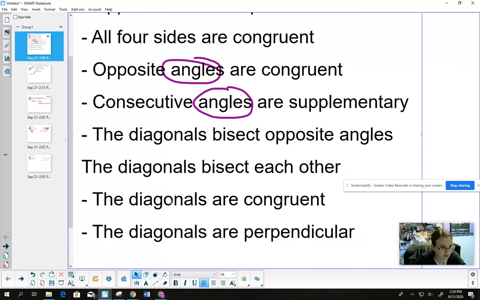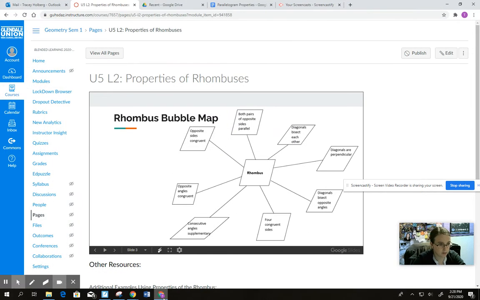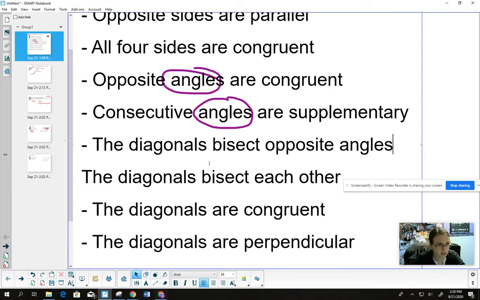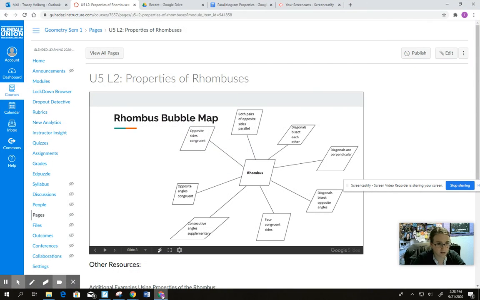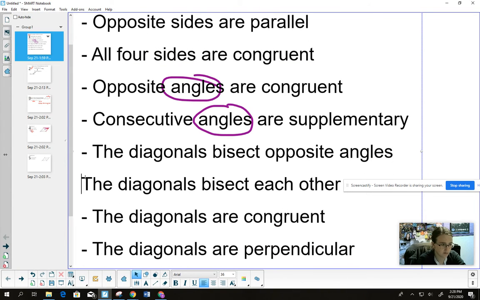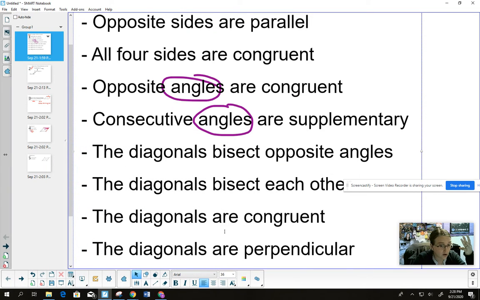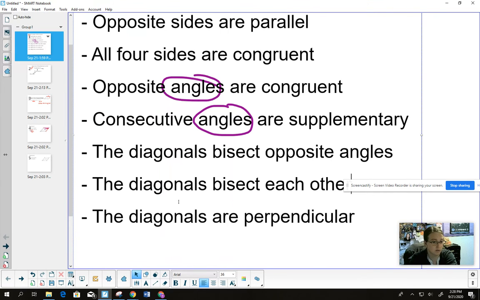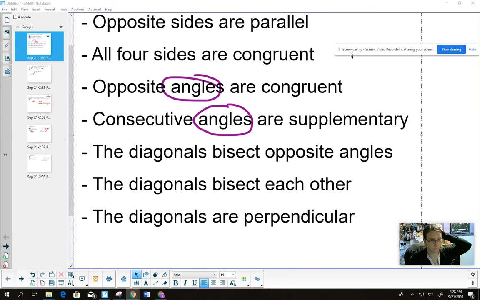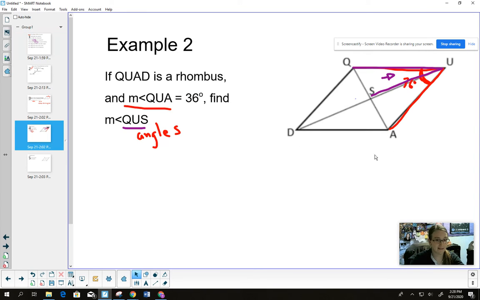Four congruent sides. Consecutive angles are supplementary. Opposite angles are congruent. All four sides are congruent. Oh, I think that's what that was supposed to be. No, both pairs of opposite sides parallel. Opposite sides are parallel. Diagonals bisect each other. Diagonals bisect. Oh, they are not congruent. Shoot. Okay, let's come back to this.